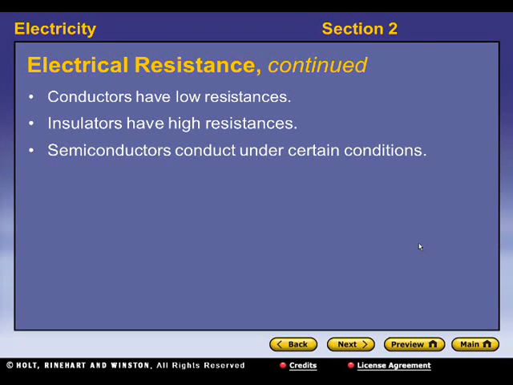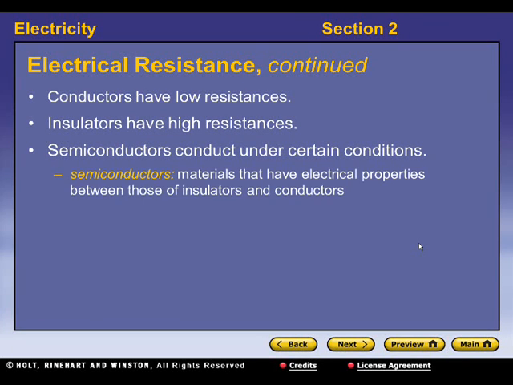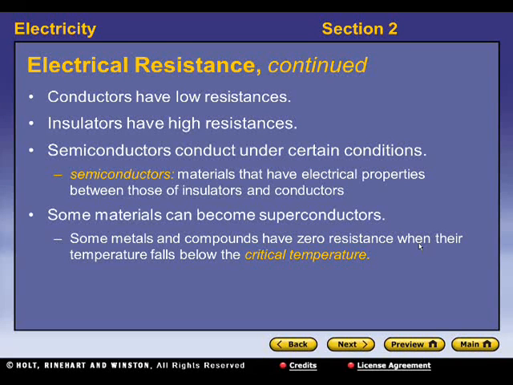Alright, so conductors generally have low resistances, and insulators have very, very high resistances. And then you also have things called semiconductors, and semiconductors only conduct under certain conditions. Semiconductors are defined as materials that have electrical properties somewhere between those of insulators and conductors. Some materials can become what's called superconductors.